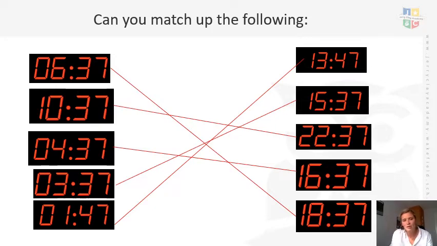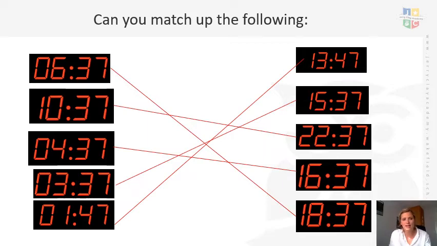Now let's start up at the top then. 06:37. Now we know the minutes aren't going to change, so it's going to end in 37. But in order to find the difference between AM and PM, we need to add 12. Fantastic. So 6 add 12, put 12 in your head and count on 6: 12, 13, 14, 15, 16, 17, 18. So I know my PM will be 18:37.